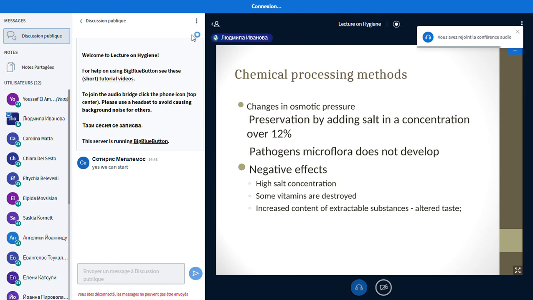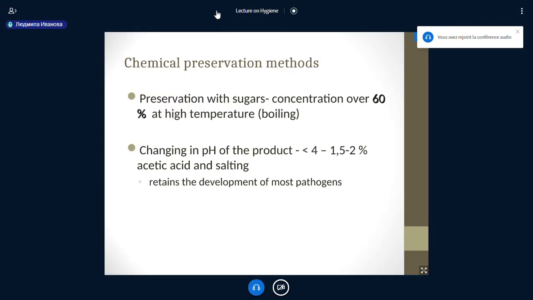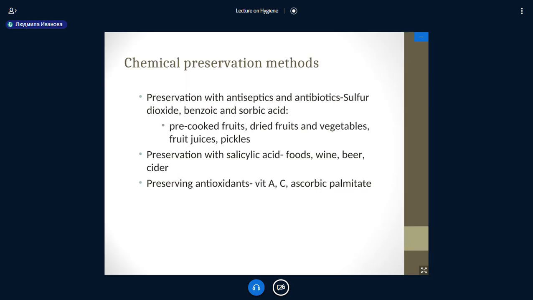High temperature, this is boiling. This is for our fruits, jellies, jams and everything, and marmalade, changing the pH in the product to less than 4.1. Also acetic acid and salting. This is the typical pickling for our region, and it inhibits the development of most pathogens. So in the pickles we are preparing for winter.